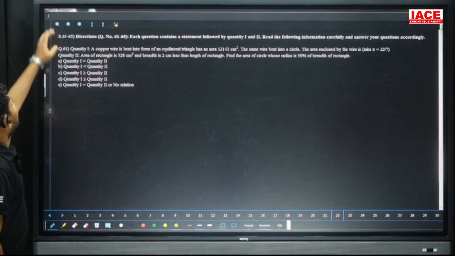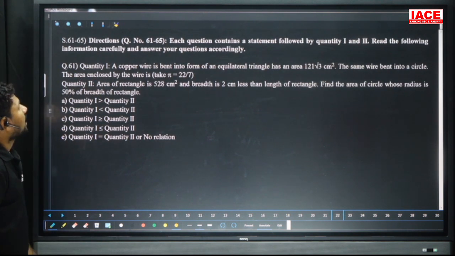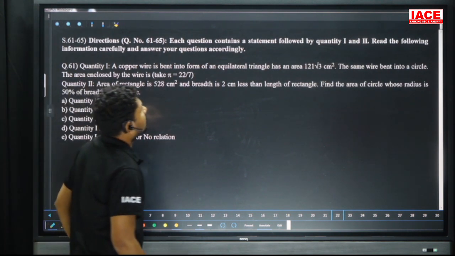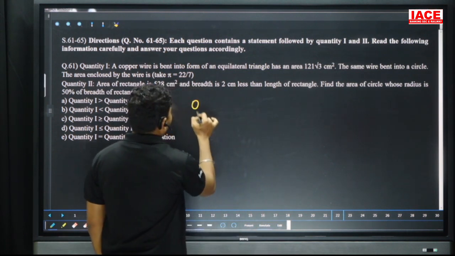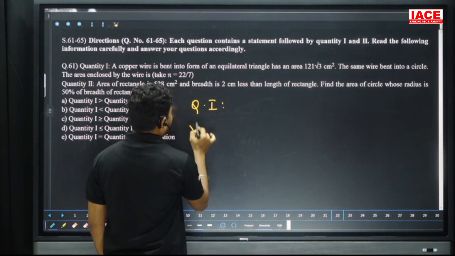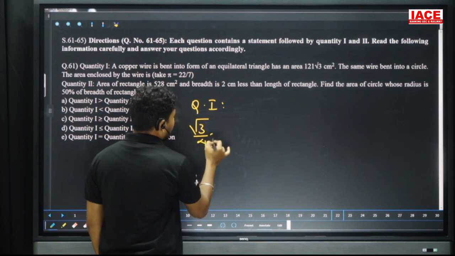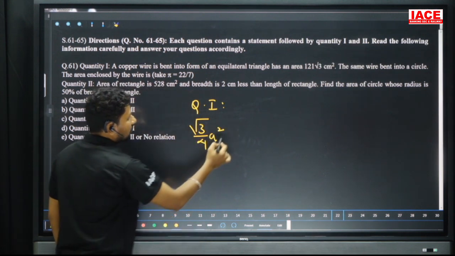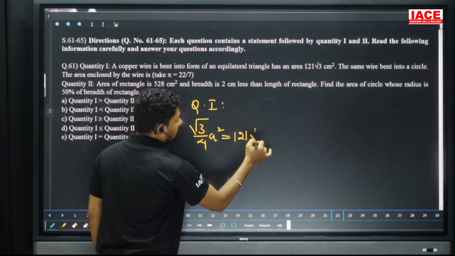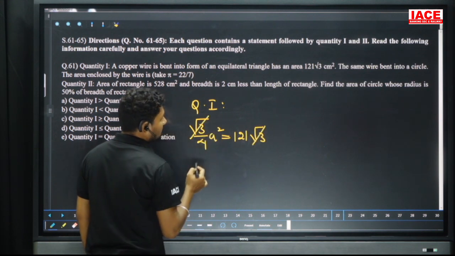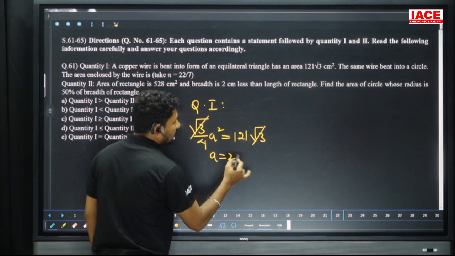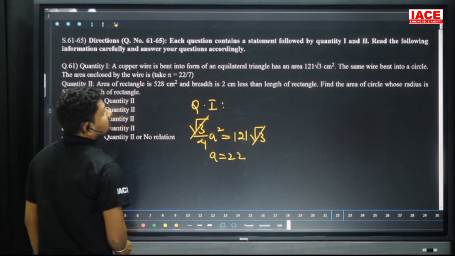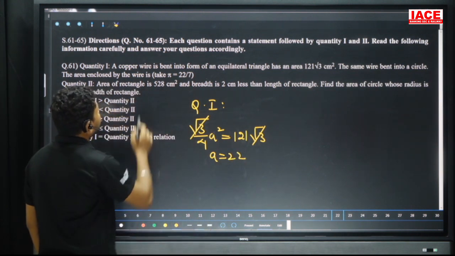Next, we have quantity based questions. A copper wire is bent in the form of an equilateral triangle with area 121 root 3. The formula for an equilateral triangle is root 3 by 4 a square, which is equal to 121 root 3. Root 3 cancels, and a square is equal to 11 into 2, so a is equal to 22. The same wire is bent into a circle.